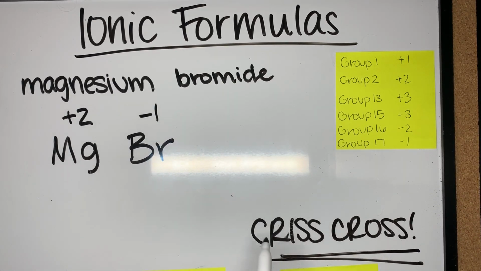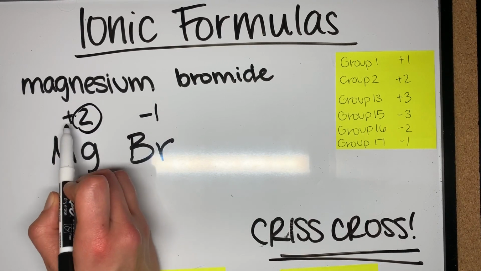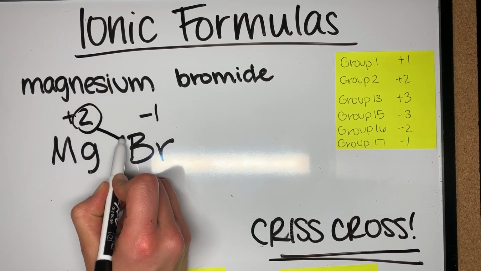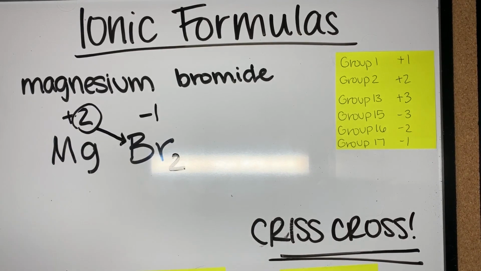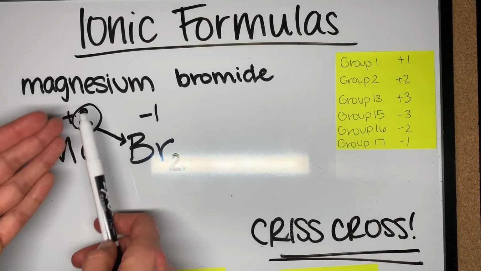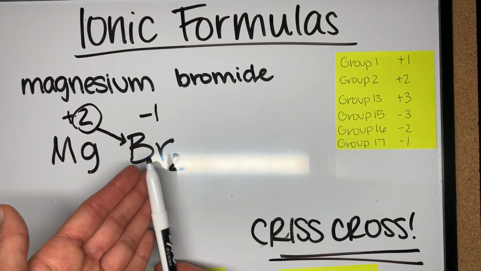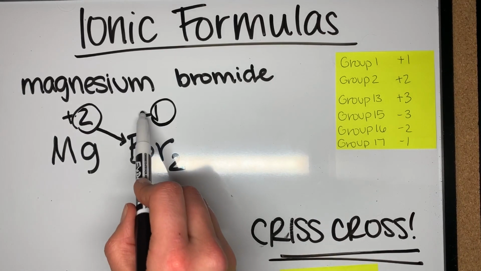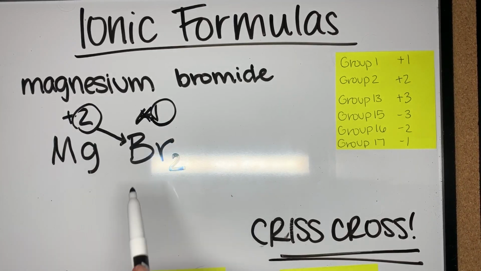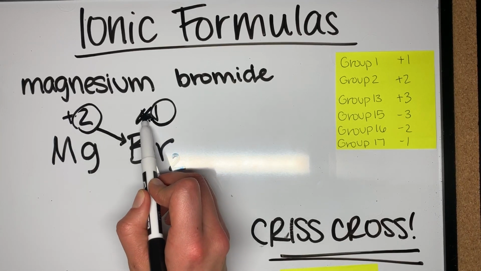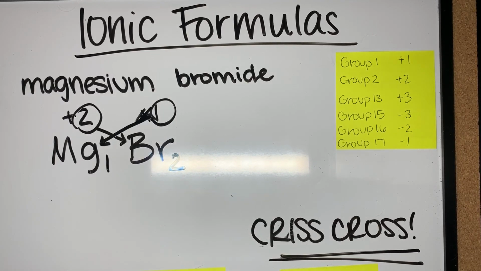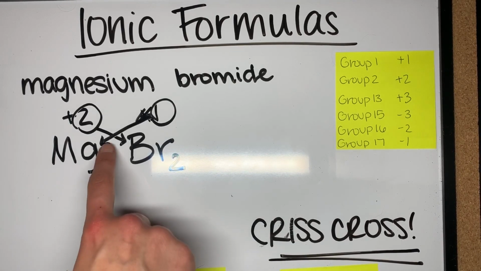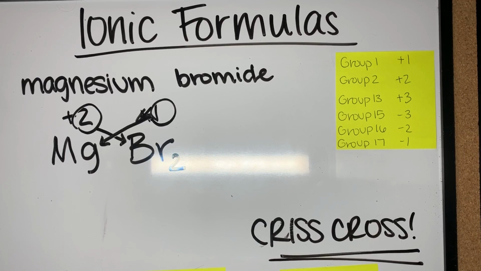Then we crisscross. So I take the number above the magnesium, again leaving the plus and minus behind, and I am going to put it as a subscript on the other element. So I took the 2 above magnesium and I put it as a subscript on the bromine. Then I take the number above the bromine, again leaving that negative charge and just using the number, and I am going to put that as a subscript on the magnesium. But you guys should know that we don't write ones as subscripts, so really you don't put anything.